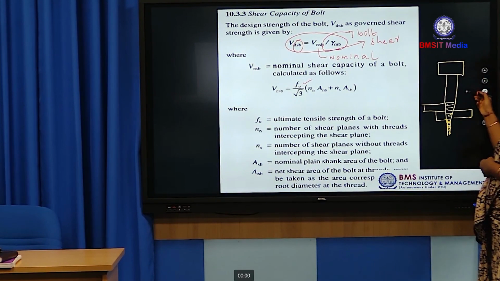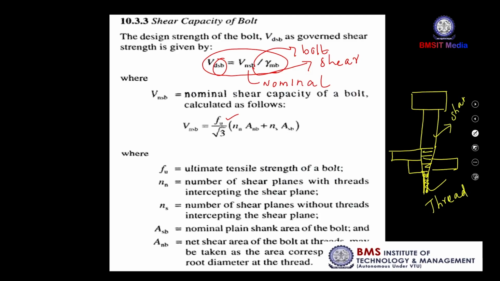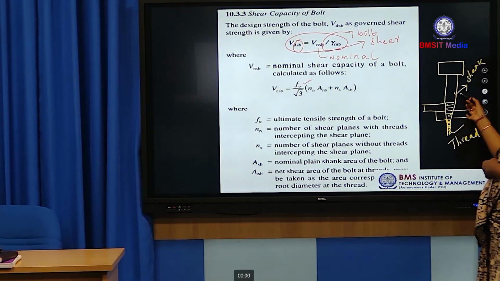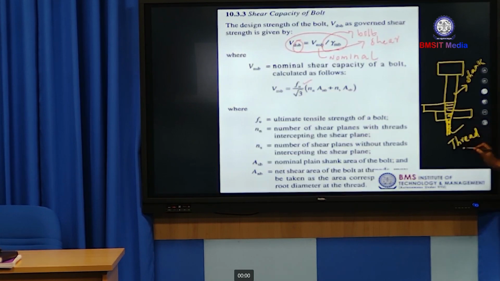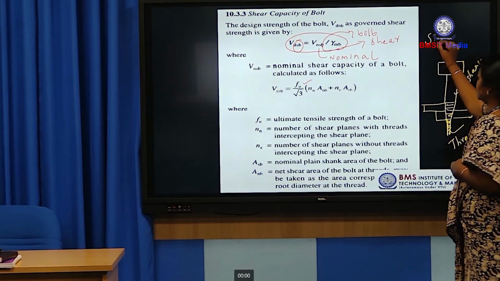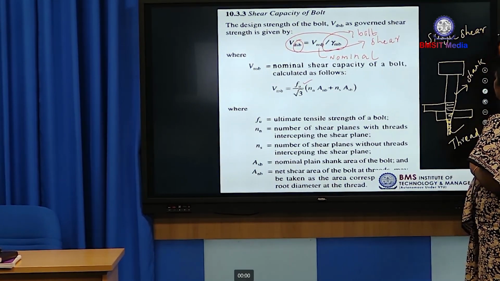See here, the bolt has two portions. One is the shank portion, another one is the thread portion. This is the thread portion and this one is the shank. We have taken only the lap joint. For the lap joint, there is only one shear plane, so this is subjected to only single shear. This is for the lap joint only.